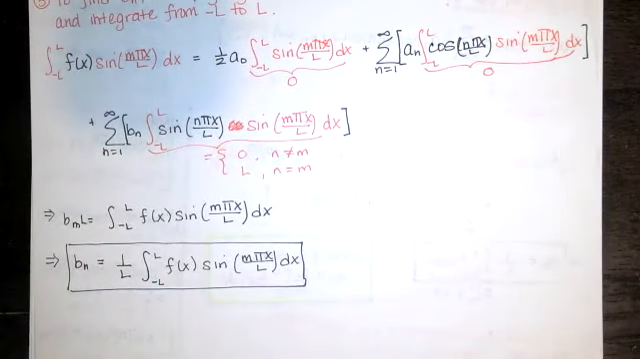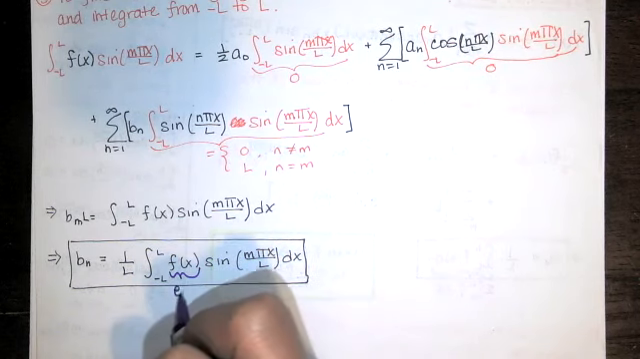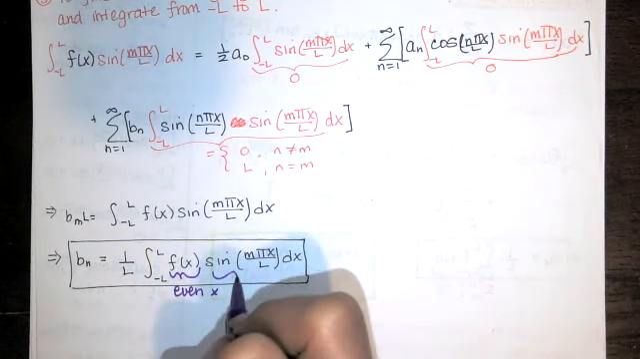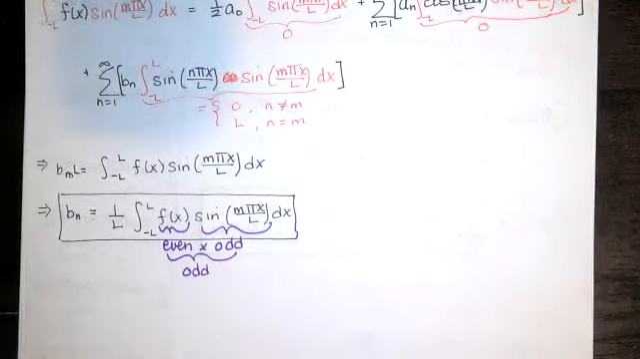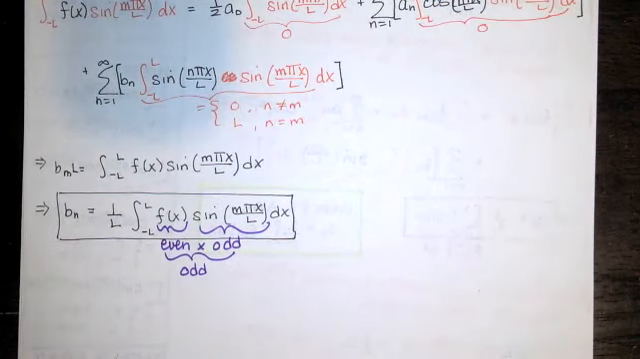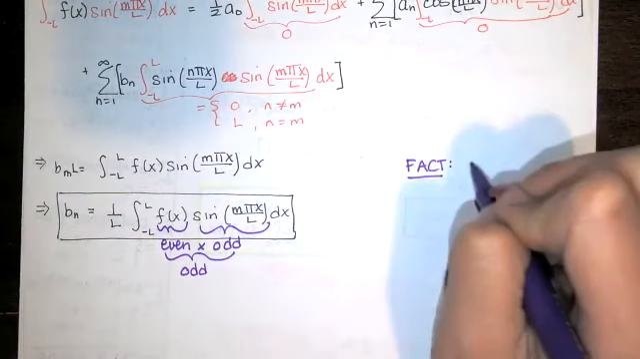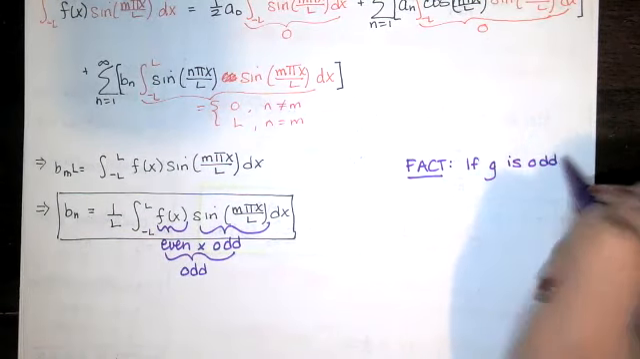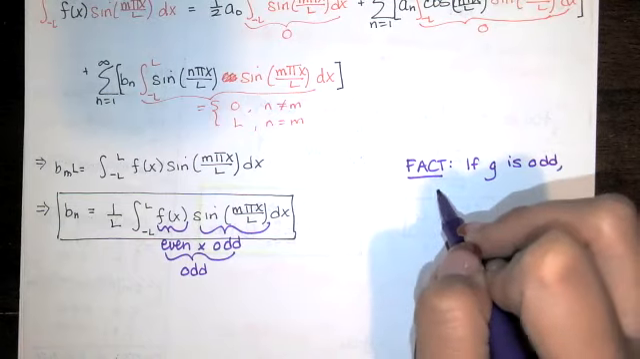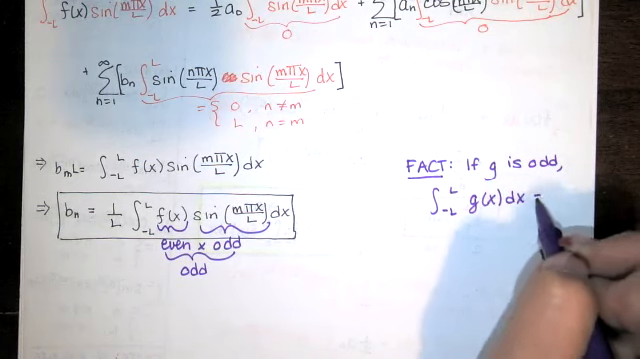Now for this last one, notice we've got an even function times an odd function. And an even function times an odd function is an odd function. Now I didn't write that on the other side, but here's another fact. Let's say that g is an odd function. If g is an odd function, then the integral from negative L to L of g of x is equal to 0.